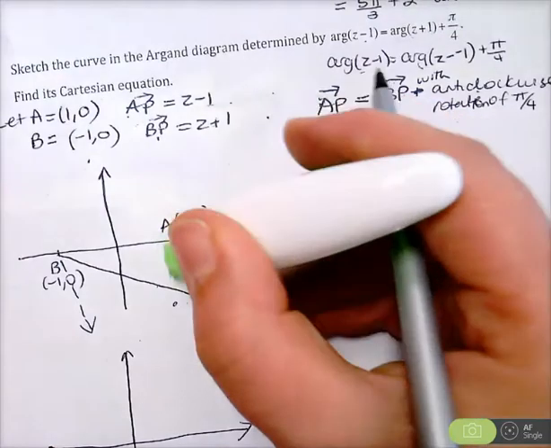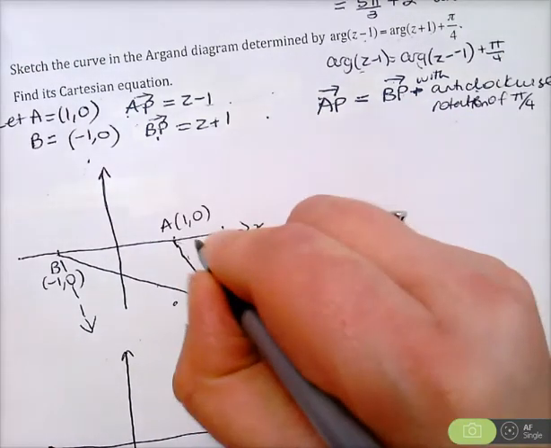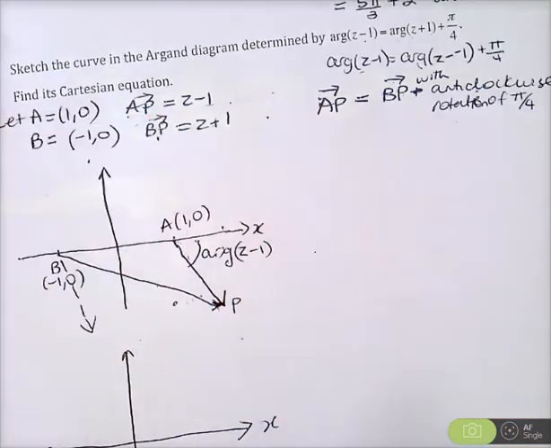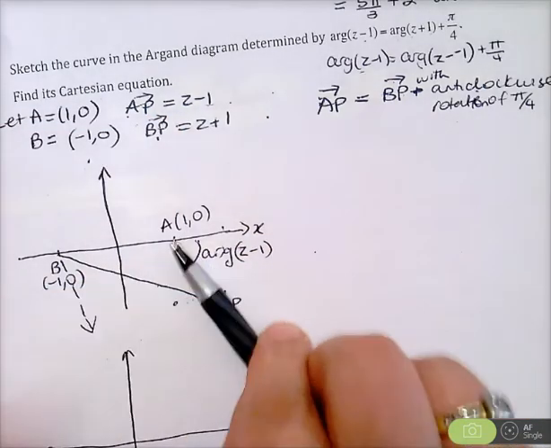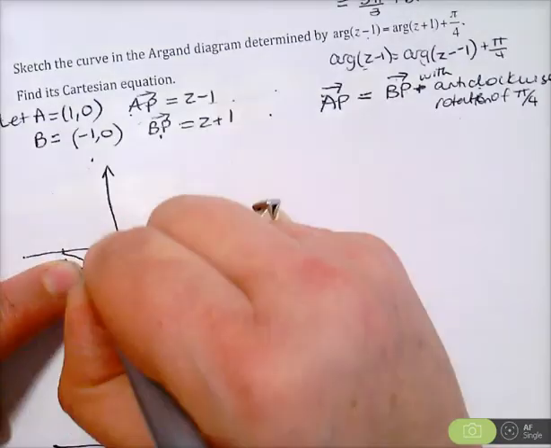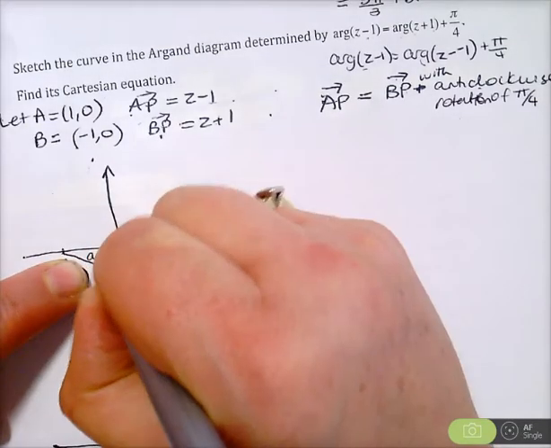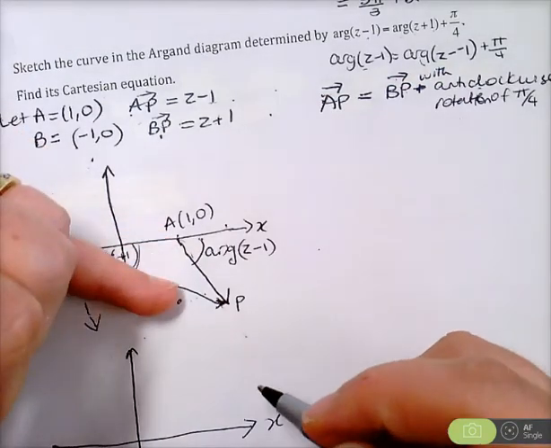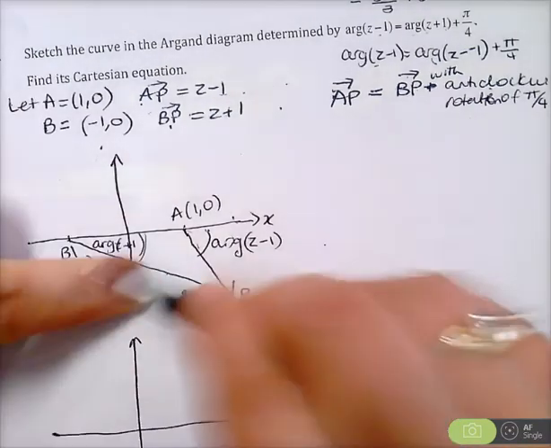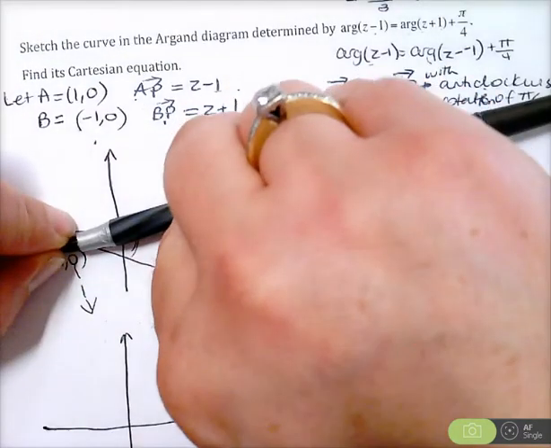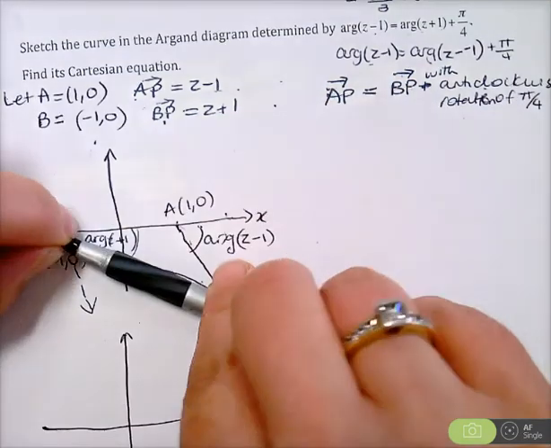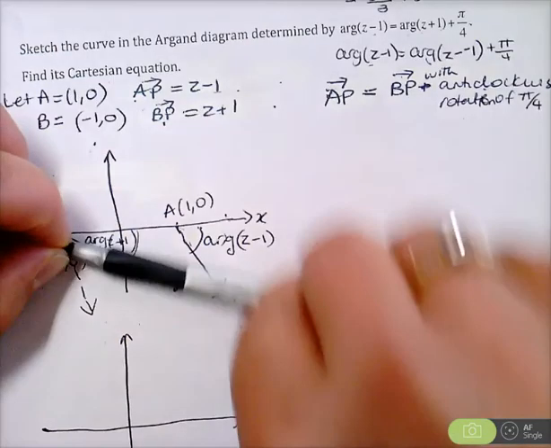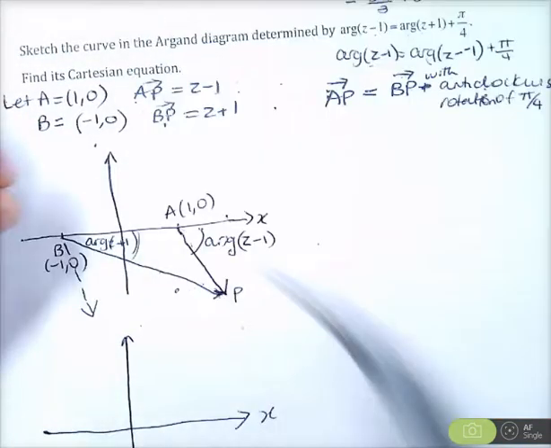All right, so if this is AP, this is the arg of Z minus 1, and this here is the arg of Z plus 1. Now, is it arg of Z plus 1 plus pi on 4? Well, if I take this argument and go plus pi on 4, aren't positive angles that way? Then AP should be up there somewhere, but it's not.